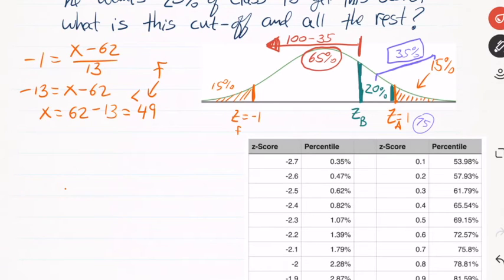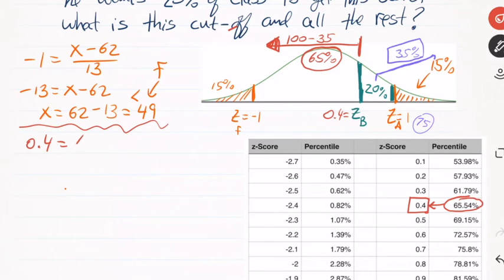So the closest number to 65% on the table is this one right here. There's no doubt about it. It's only 0.54 away. And it is associated with the z-score of 0.4. So this ZB is going to be 0.4. And then we kind of just set it up off to the side.